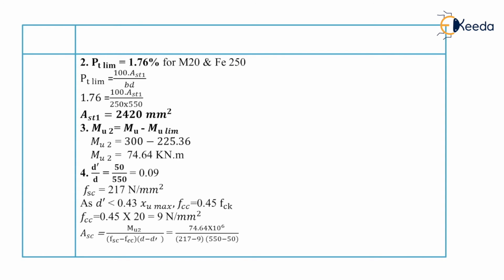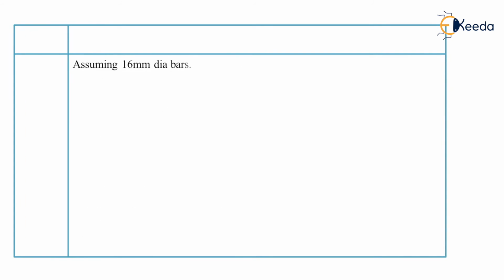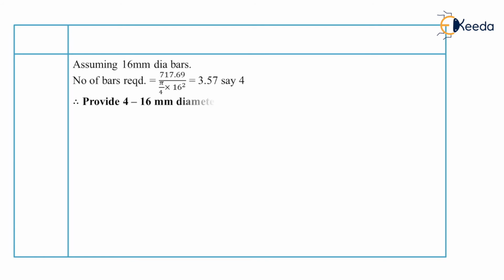Now our next step is to find out the area of compression steel, that is ASC. We know the formula. Here is the formula, and after putting all the values, we will get ASC is equal to 717.69 mm square. Now we will assume 16 mm diameter bars. Therefore, number of bars required are 3.57, and we will provide 4 bars of 16 mm diameter as compression steel.